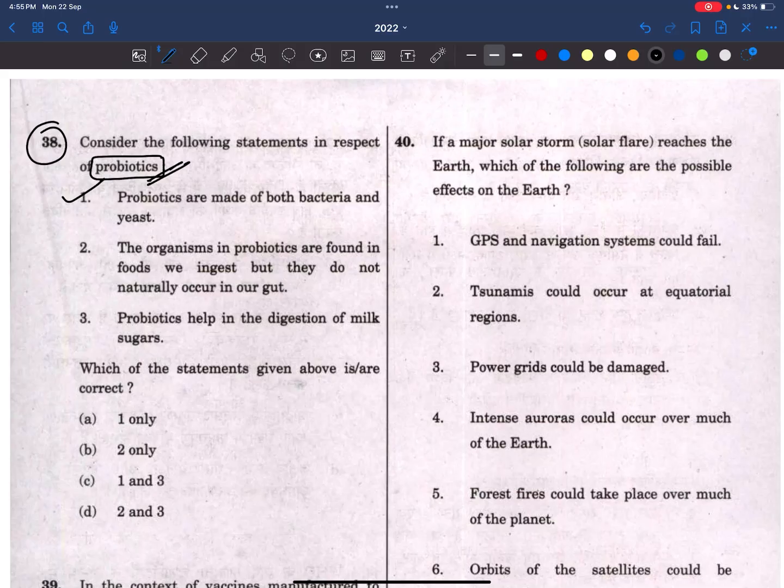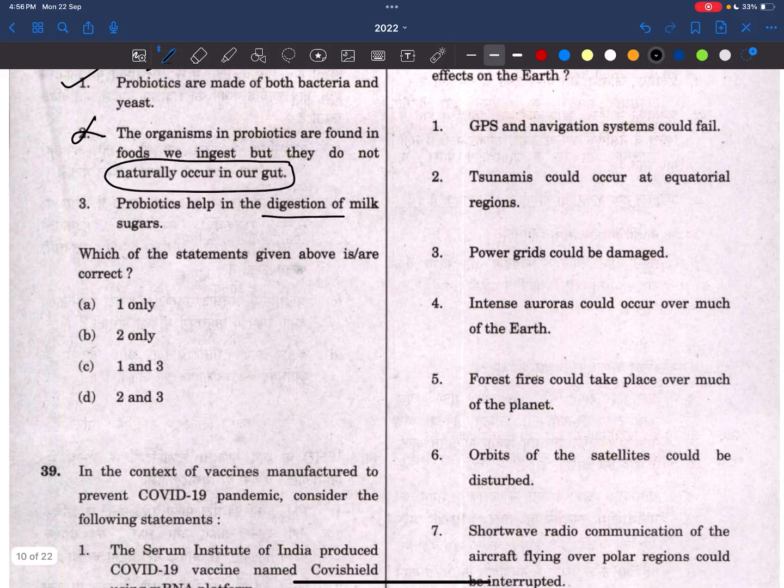Now, the organisms in probiotics are found in foods we ingest, but they do not naturally occur in our gut. They also occur naturally in the gut. That's why gut health is also very important. So statement 2 is wrong. In the human gut, many such organisms naturally occur. These types of probiotics will be there. Now, probiotics help in digestion of milk sugars. Yes, this is also absolutely true. Answer is 1 and 3.